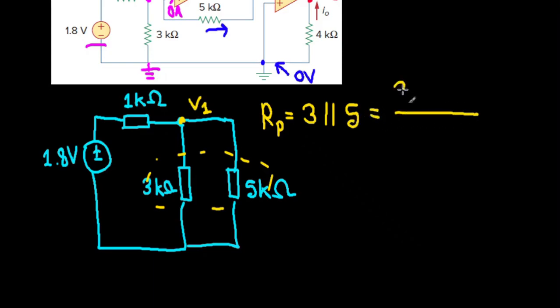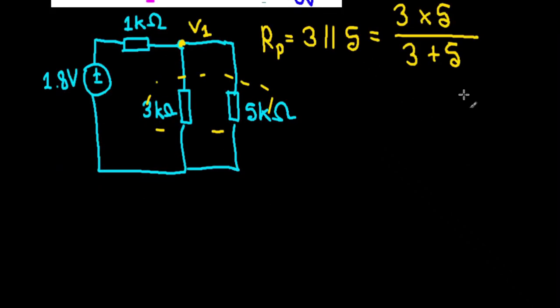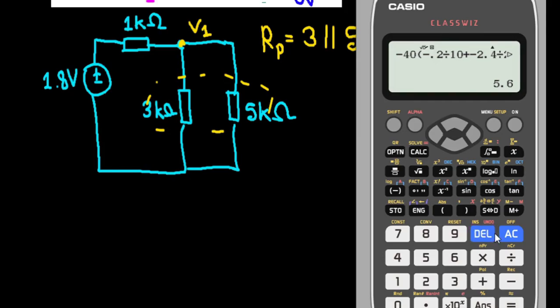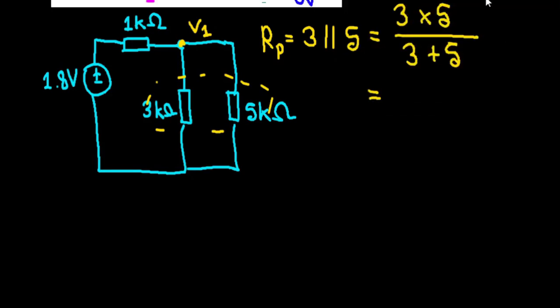So this is 3 multiplied by 5, over 3 plus 5. This is going to be 15 over 8. I should have been able to do that in my head too. Yeah, careless. This is 1.875 kilo-ohms.